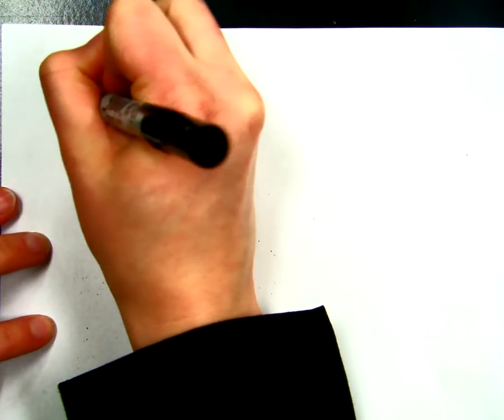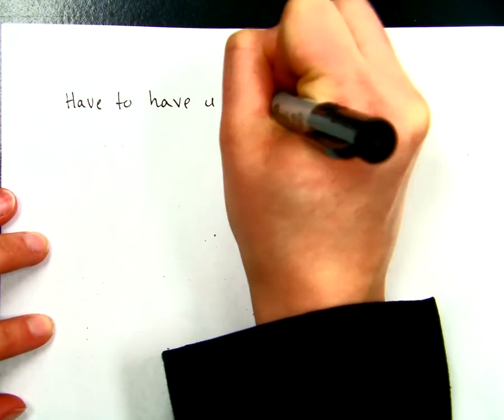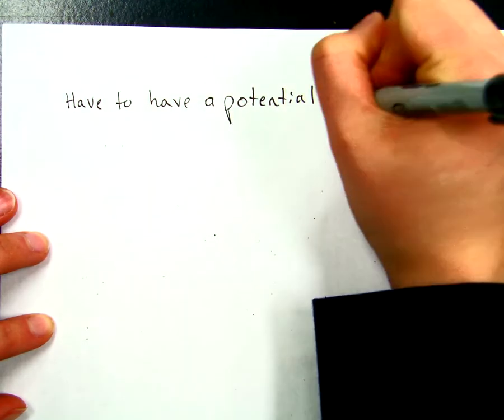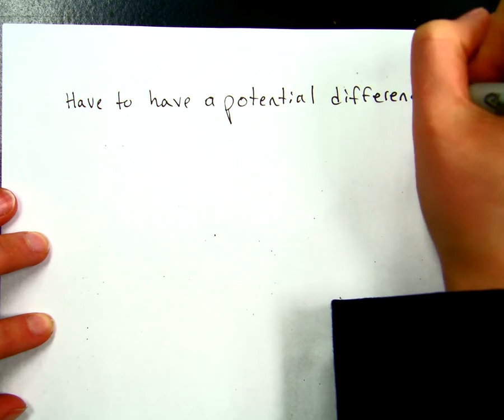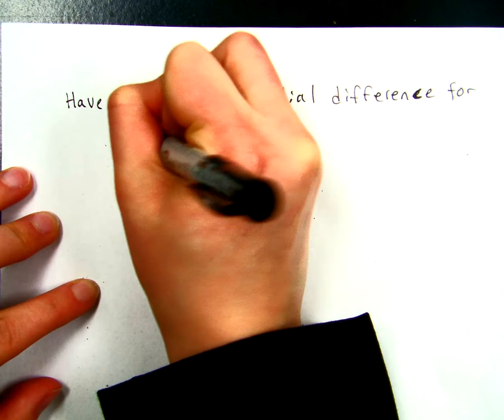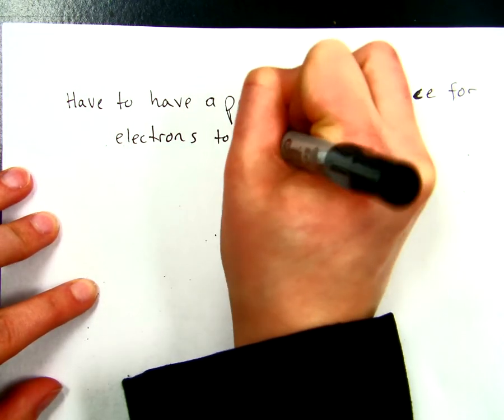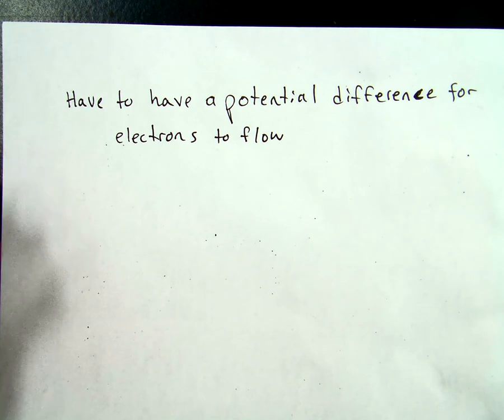Okay, so we finished the last video with current. So current is just the flow of electrons. However, we have to have a potential difference. Without a potential difference, we talked briefly about potential difference when we talked about static electricity, so be sure to go and look over those notes.